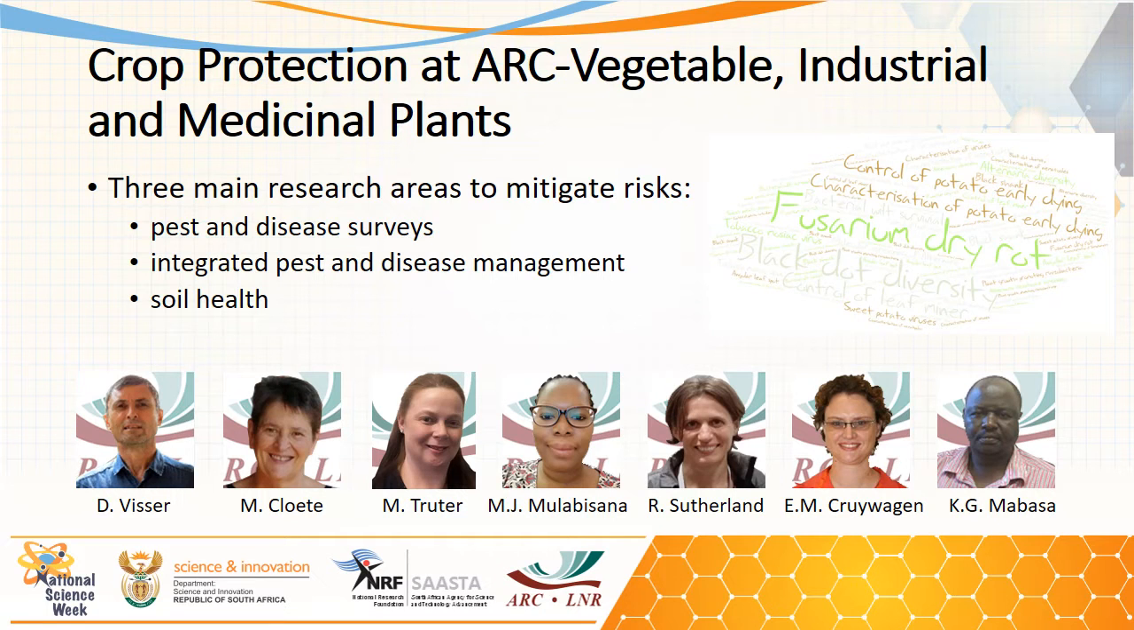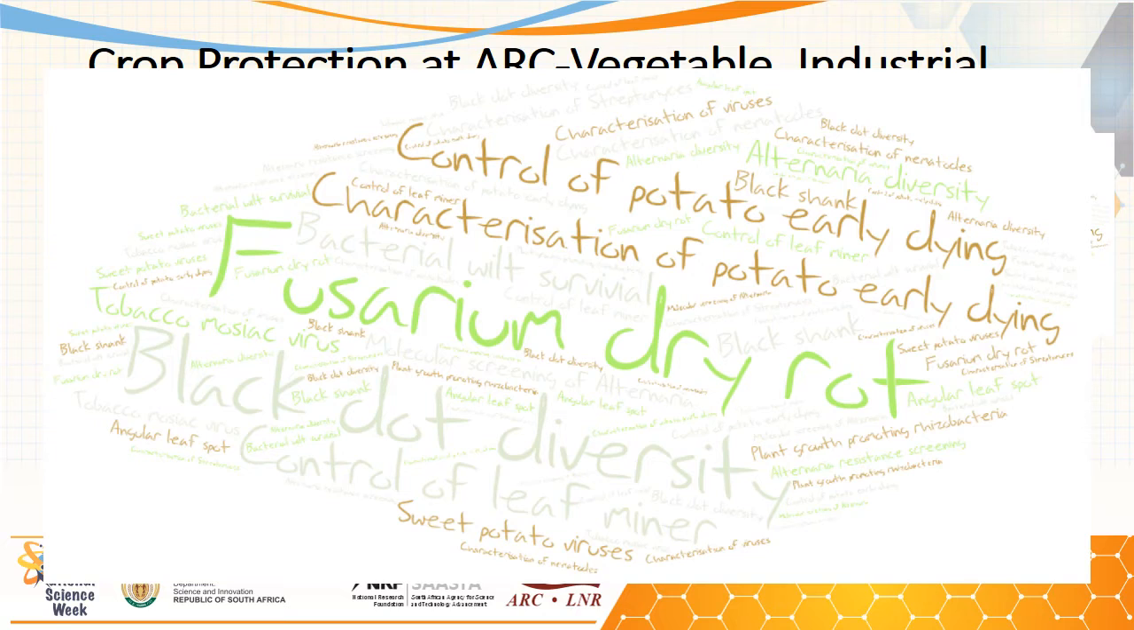Some of the projects that we are working on include the evaluation and survival of bacterial wilt pathogen in soil over time under different environmental conditions, characterization of pathogen populations in various production areas such as on Alternaria blight, Streptomyces scab, Fusarium dry rot, black dot, and then various viruses on vegetables. Several research projects are also conducted on the evaluation of control measures for pests and diseases, such as the leaf miner pest on potato, as well as potato early dying disease complex.